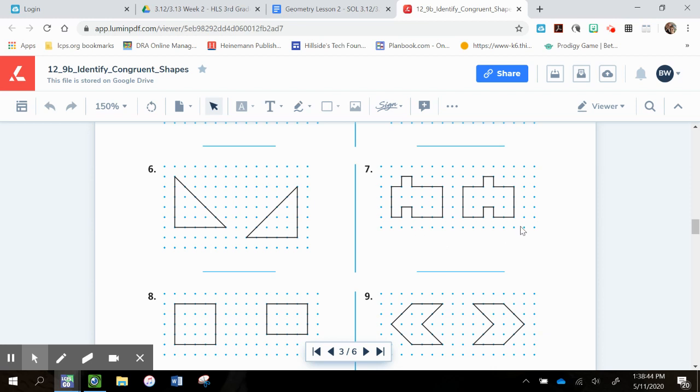What about this shape? Has to have the same size, which it does, but is it the same shape? This shape has a hole here and the top up here. This is to the left, while this shape has it in the middle. So those shapes are actually not congruent because the shape is different.